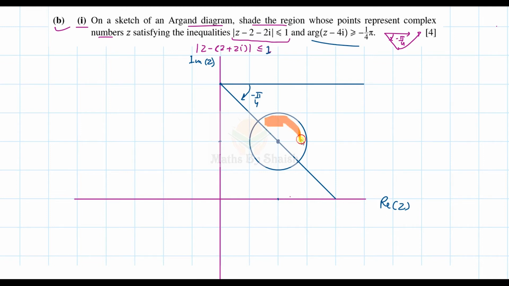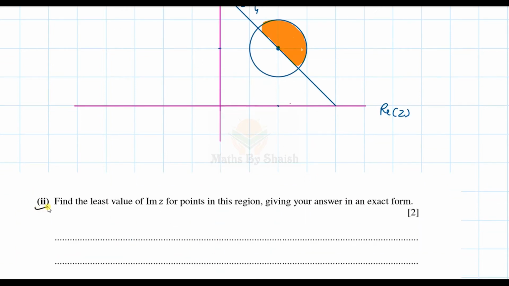This region is going to be the required region. I'll shade it properly. Then this is the region we require in this case. I hope it is okay. So let's do the next part of it. So here is the second part.